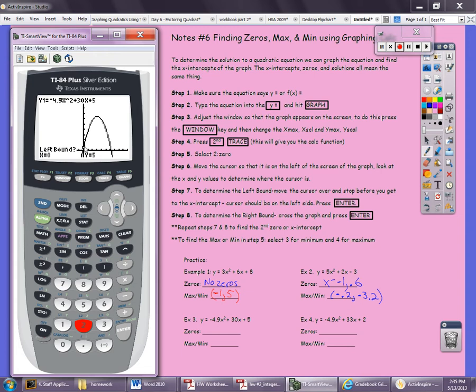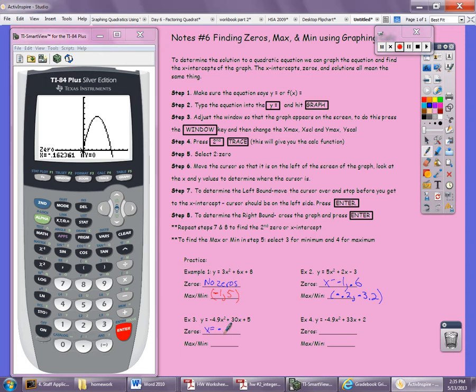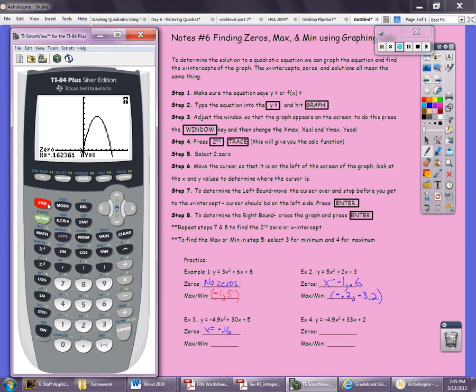Now left bound, so my cursor is here. Notice my y value is negative, so I'm going to hit enter. I'm going to cross over, and now the y value is positive, so I hit enter. Guess, hit enter. My first 0, when y is equal to 0, x is -0.16. So we have x equal -0.16. Now to find the second 0, we just do the same process.